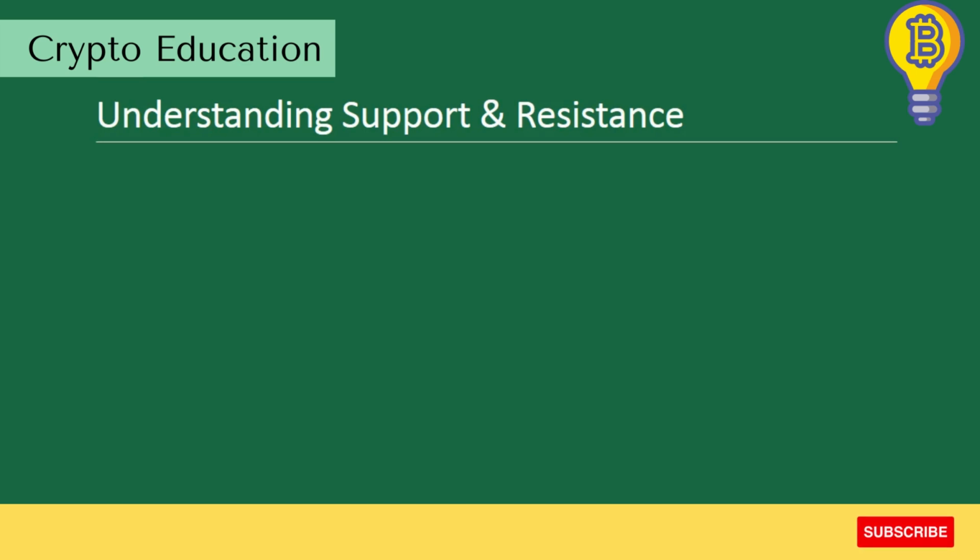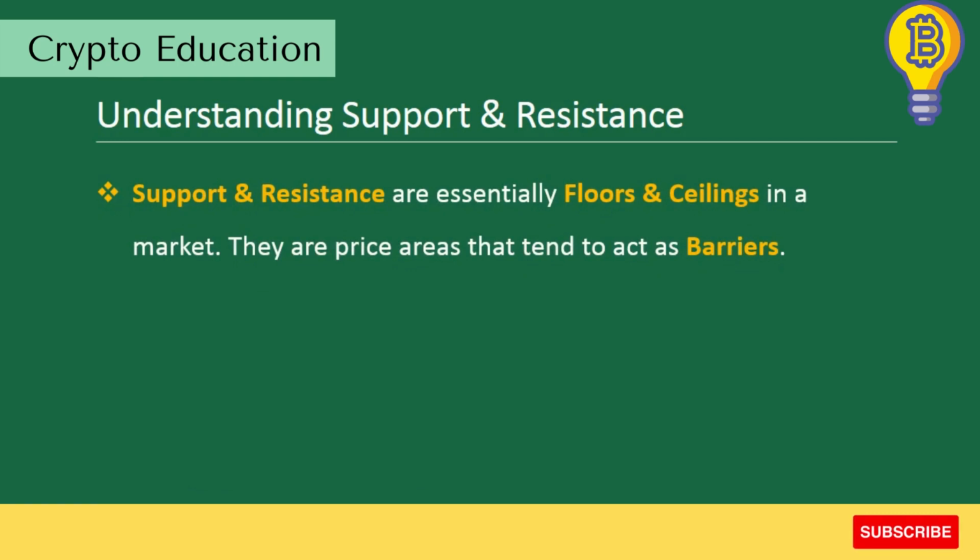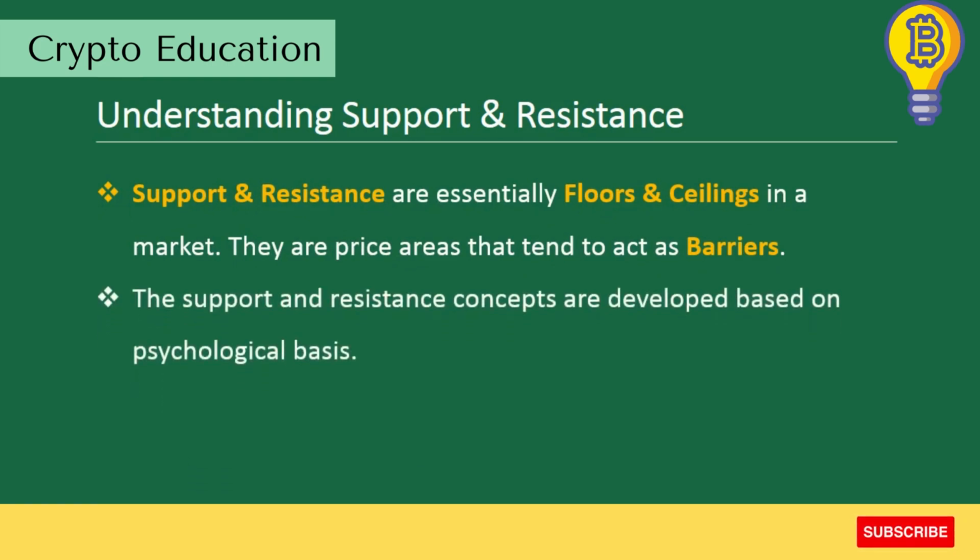Before we go into how to make use of some technical indicators, you must first understand support and resistance. In very simple terms, support and resistance are essentially floors and ceilings in a market. They are price areas that tend to act as barriers. The support and resistance concepts are developed based on a psychological basis.